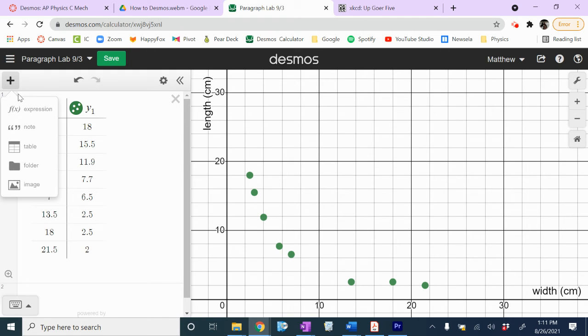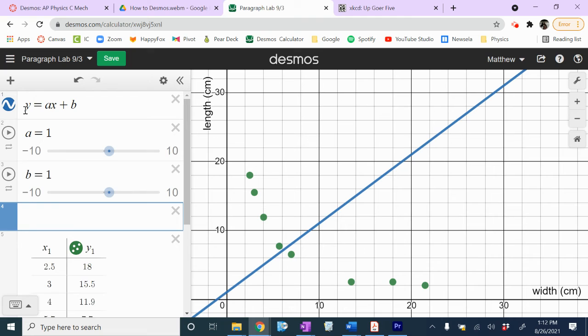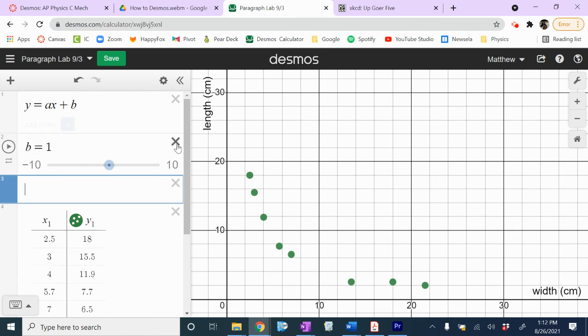And hit up expression. You could just type it in. You don't have to do this, but I'm doing it. Y equals. What are some of your favorite mathematical expressions? MX plus B. All right, and here it's AX plus B. And I skipped by that too quickly. Let me back up a step.